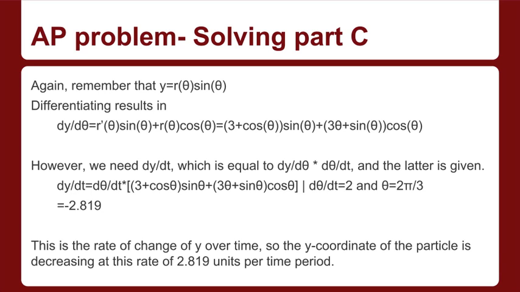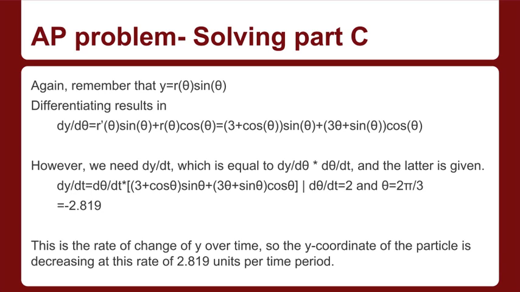but we need dy dt, not dy d theta. Since the derivatives work on similar properties as do fractions, one can multiply dy d theta by d theta dt to get dy dt, as in accordance with the chain rule. Therefore, simply multiply dy d theta by the d theta dt value of 2, and plug in theta is equal to 2/3 pi, so you can find that dy dt at that time is equal to negative 2.819.